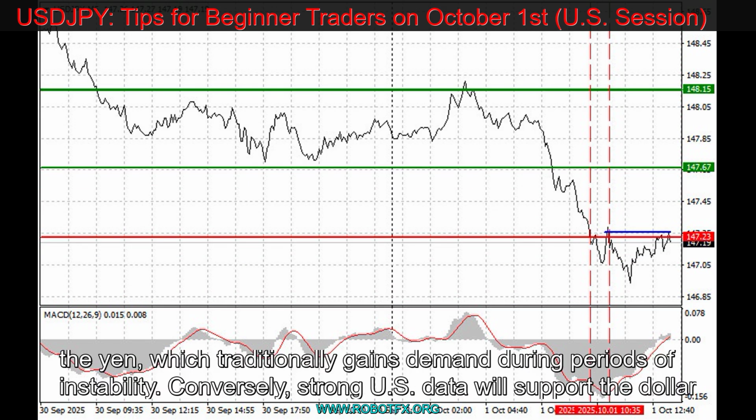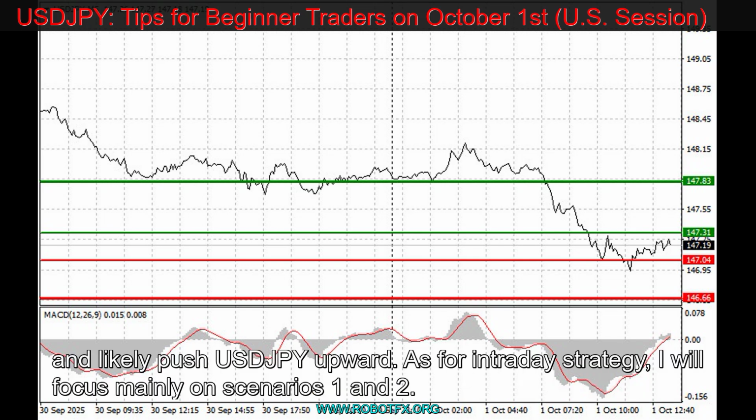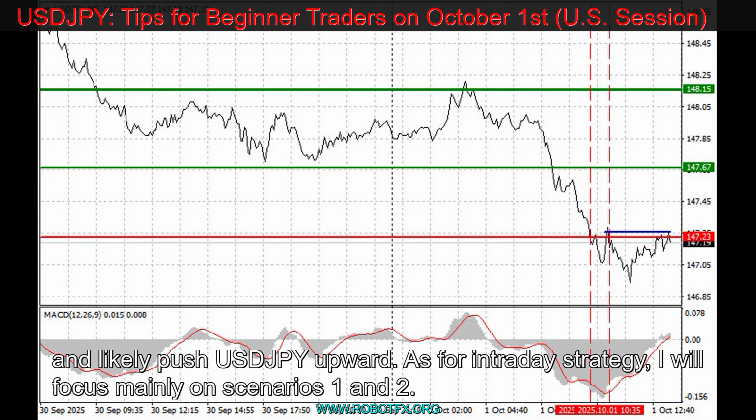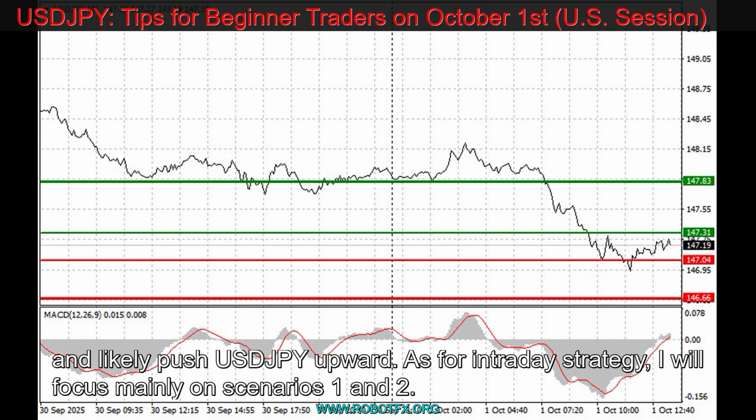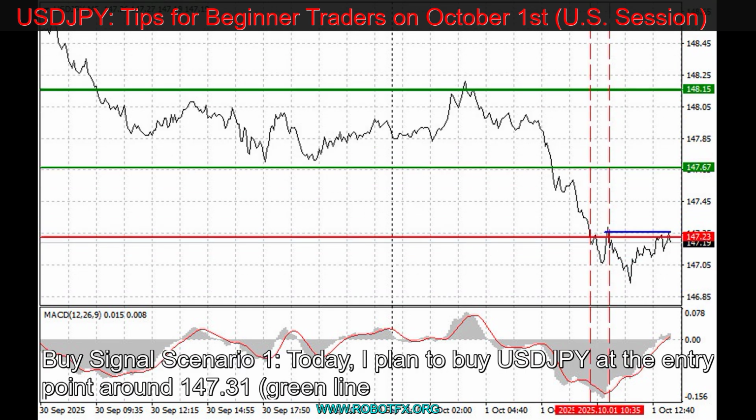As for intraday strategy, I will focus mainly on scenarios 1 and 2. Buy signal scenario 1. Today, I plan to buy USDJPY at the entry point around 147.31, green line on the chart, with a target of 147.83, thicker green line on the chart. Around 147.83, I will exit longs and open shorts in the opposite direction, expecting a 30-35 point pullback.